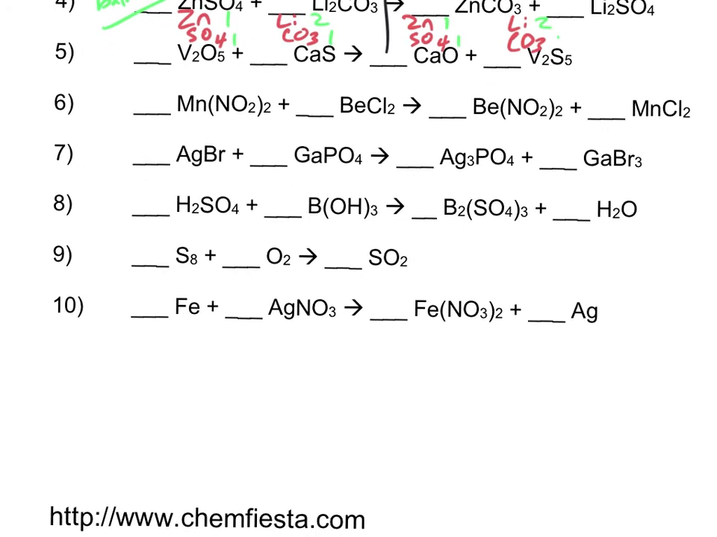Number 6, well, we're doing nothing but double displacement reactions. We have manganese, that's a metal. We have beryllium, that's a metal. And yes, I did them a little bit different than last time. Just trying to show that there are multiple ways of doing this.